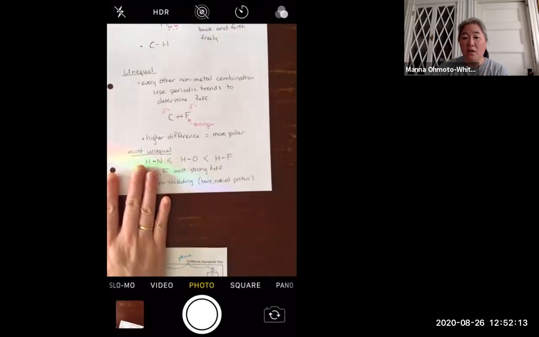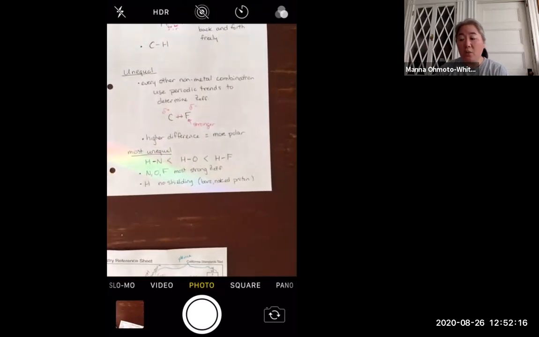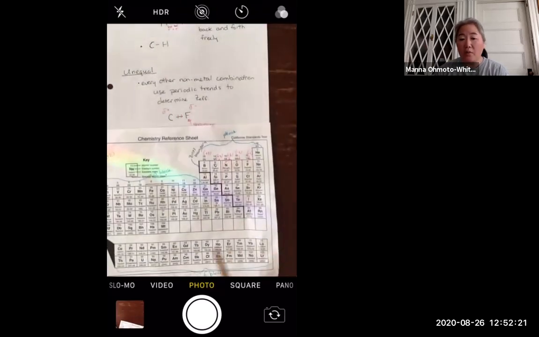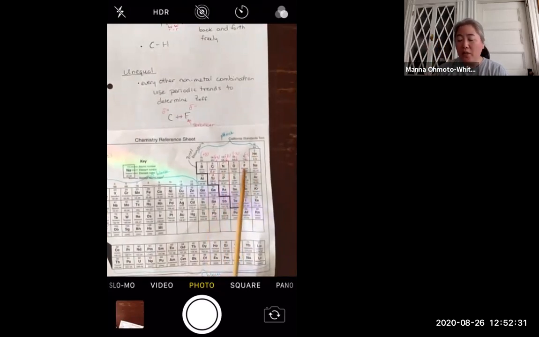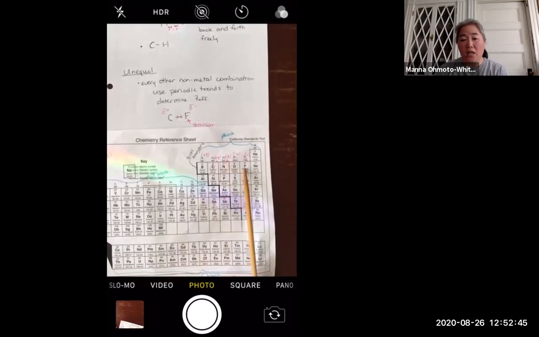Most of the other nonmetal combinations will be an unequal sharing, and we use the periodic table to determine Z effective. So if I'm looking at a carbon-fluorine bond, this is just one bond within the entire molecule. Carbon and fluorine have the same distance and same shielding, but fluorine has more protons. In fact, remember that the three strongest nuclei of atoms that form any sort of interaction are nitrogen, then oxygen is stronger, and fluorine is the absolute strongest.